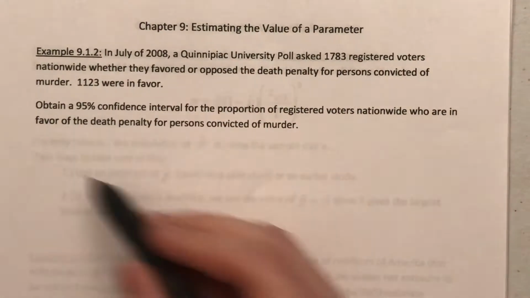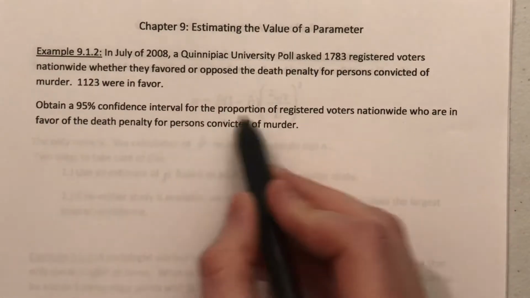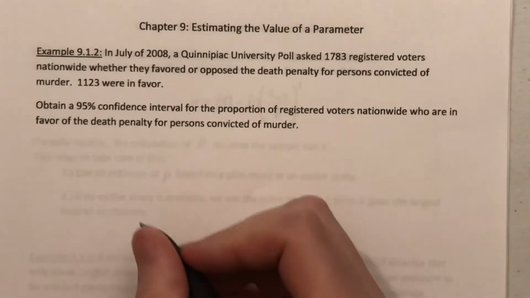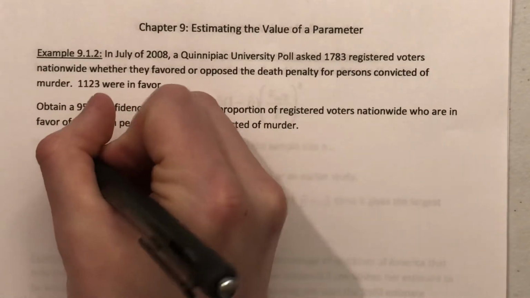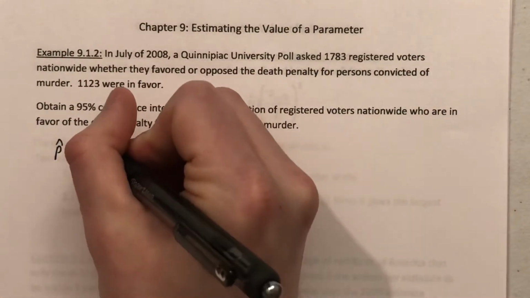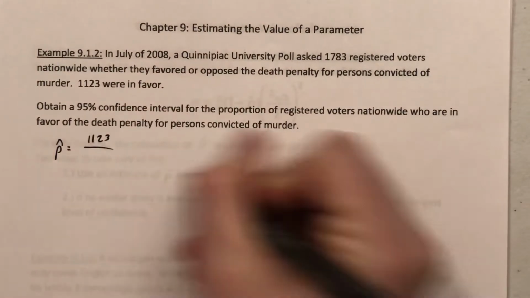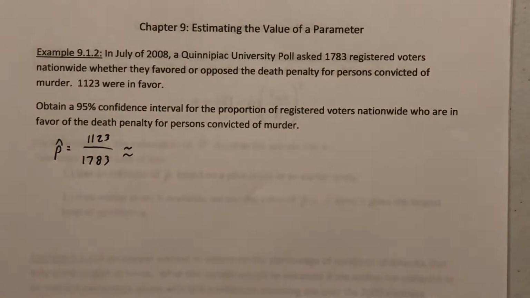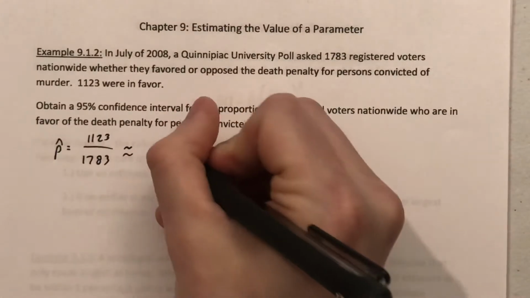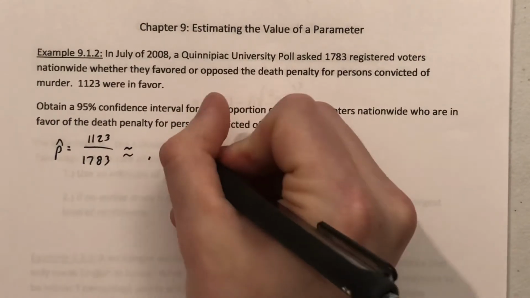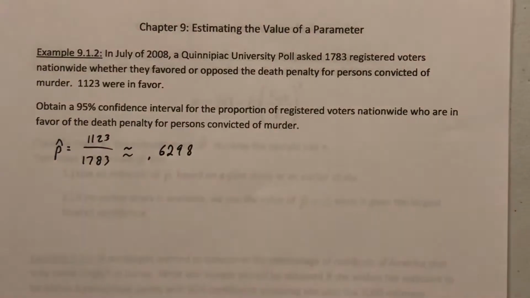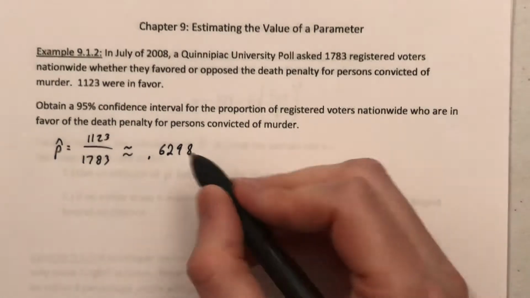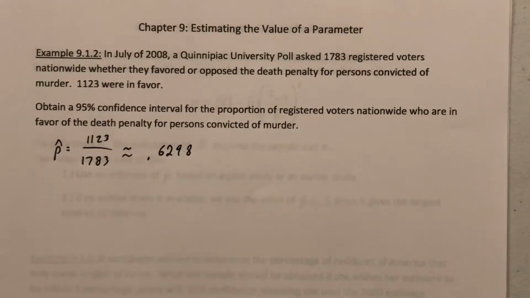So with this question, when you want a confidence interval for proportion, the first thing you need to do is figure out what p hat is. And we saw that last time. P hat was 1123 out of 1783. And let's try to keep this as accurate as possible, because these decimal points are definitely going to make a difference in calculations, especially when you're in MyStatLab. You need to make sure you're keeping a lot of accuracy there. So we're going to get 0.6298 for our p hat.